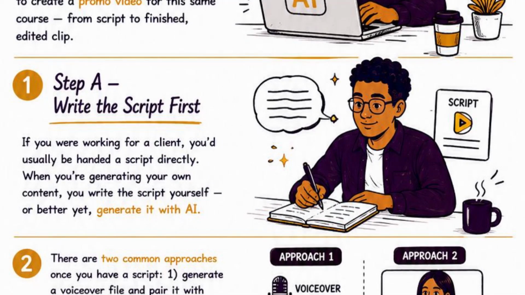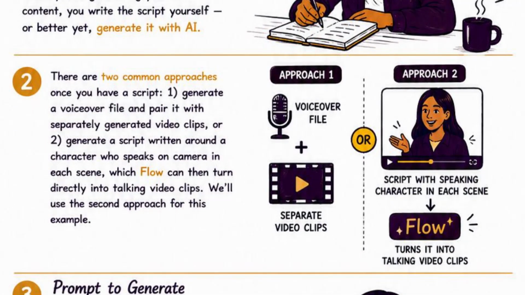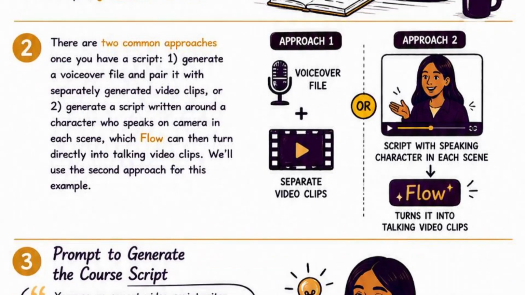If you were working for a client, you'd usually be handed a script directly. When you are generating your own content, you write the script yourself, or better yet, you generate a script with AI. There are two common approaches once you have a script. 1. Generate a voiceover file and pair it with separately generated video clips. Or 2. Generate a script written around a character who speaks on camera in each scene, which Flow can then turn directly into talking video clips. We'll use the second approach for this example.